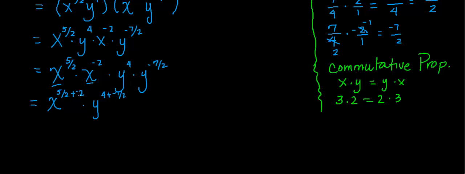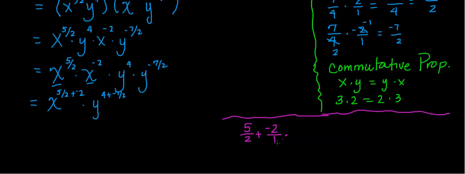Now careful here, if I'm going to add 5/2 plus negative 2, you have to find a common denominator. Let's do that here off to the side. I have 5/2 plus negative 2. My common denominator here is 2. 5/2 already has the denominator of 2. Right now, the denominator for this one is 1. So to make the denominator 2, I would have to multiply the numerator and denominator by 2. And this becomes 5/2 plus negative 4/2. And now I can add them, and this is 1/2. So I have x to the 1/2 power.